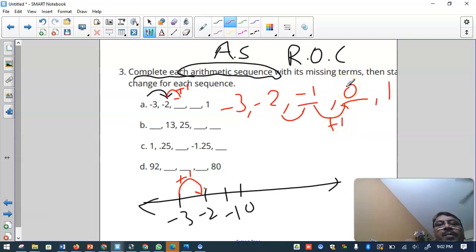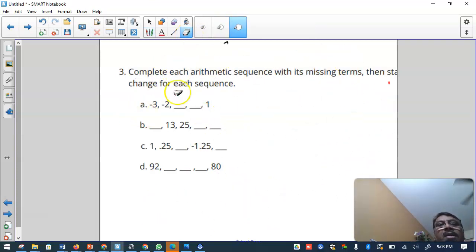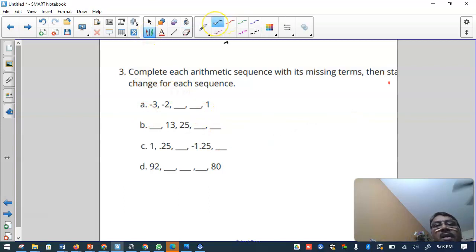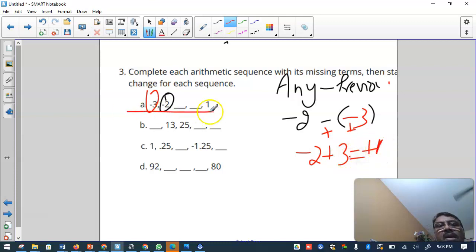The next one, or if you do not want to, let's say you don't want to show it with the help of a number line, then another way to check is to always do any term minus the previous. That's all you do. So this is any term, minus 2, and you subtract the previous one, which is minus 3. So two negatives make a positive. So negative 2 and positive 3, you get the answer, which is the rate of change, and you're done.